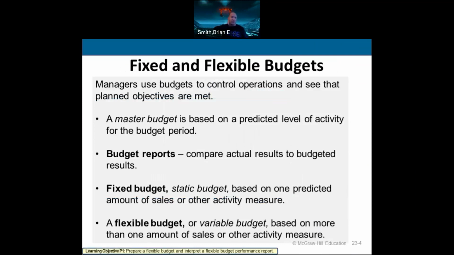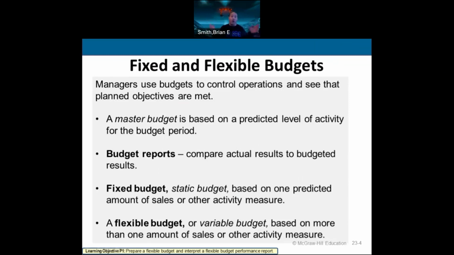Flexible budgets versus fixed budgets. A fixed budget is basically predicted at a specific level of activity. If you remember in Chapter 22, we talked about our budgets and how we expected to sell X number of units. And we based our entire budget on that fixed number of units. What happens if we don't actually sell that number of units?